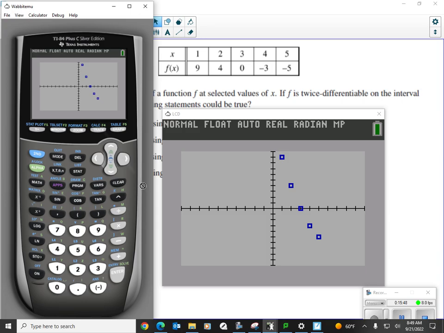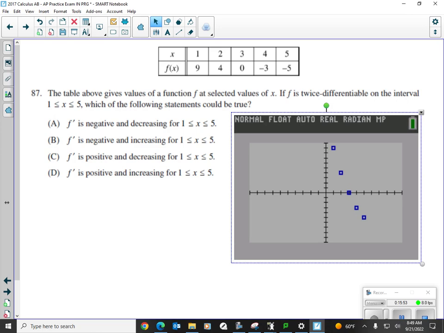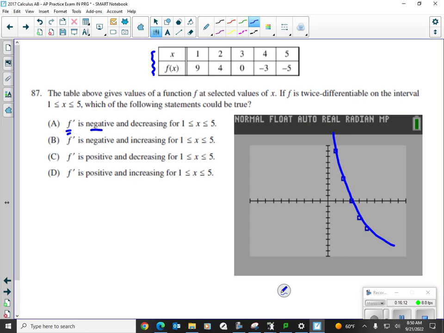So I'm going to bring this out here. Now if I connected these, it kind of comes down like this, and it's starting to curve. You see how it's starting to curve? It would probably continue like that. So they're asking if f prime, which is the derivative or slope of f, is negative or positive. First I'm going to eliminate some things. This is a downward movement, so it is negative, and you can tell the y values just drop. It is not positive, so it's not C or D.